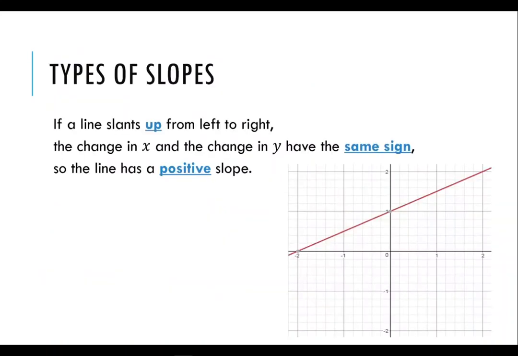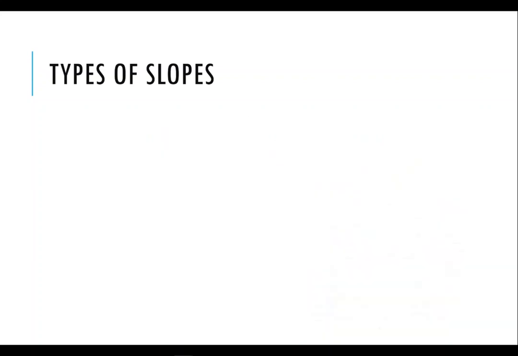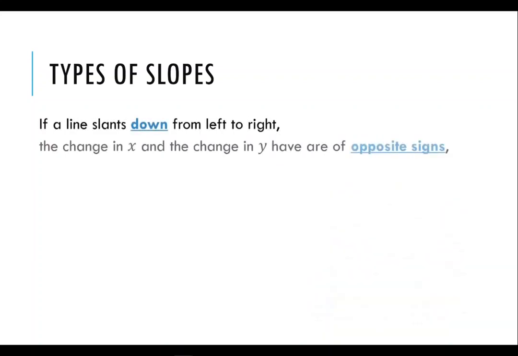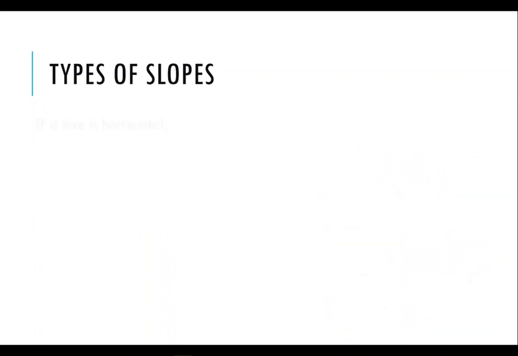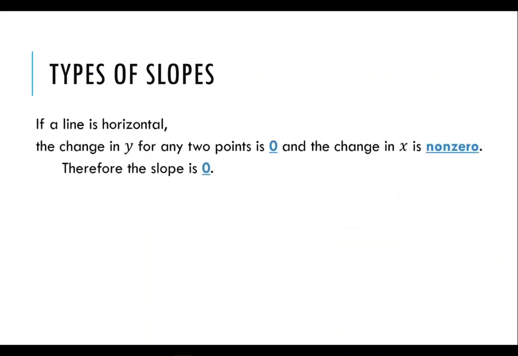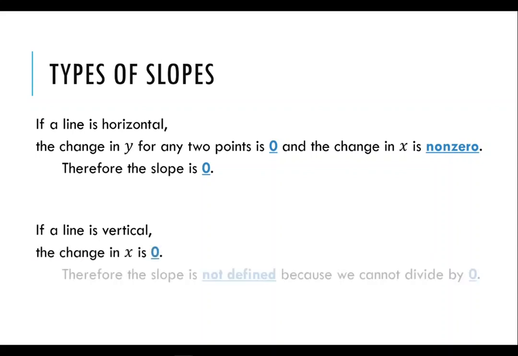If a line slants up from left to right, that is, the change in y and the change in x have the same sign, the line is going to have a positive slope. If the line slants down from left to right, that is, the change in x and the change in y have opposite signs, then we have a negative slope. If a line is horizontal, that is, we will have a slope of 0, and if a line is vertical, then we will have an undefined slope because we can't divide by 0.